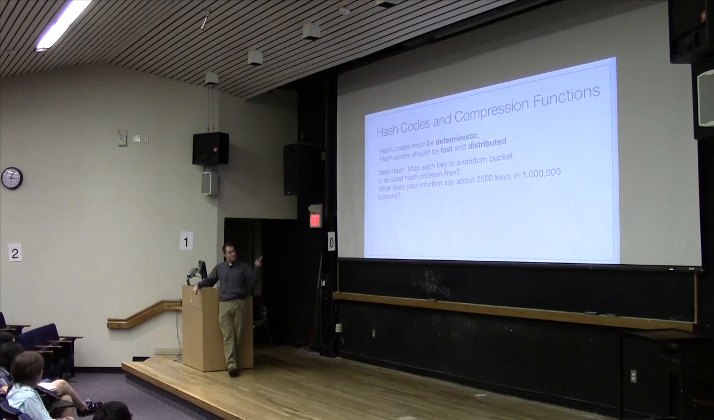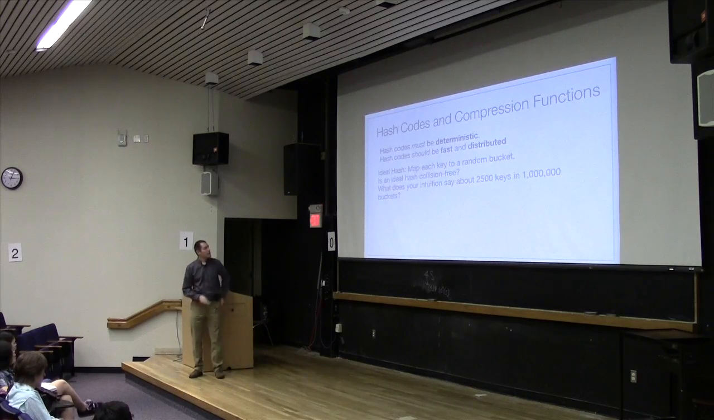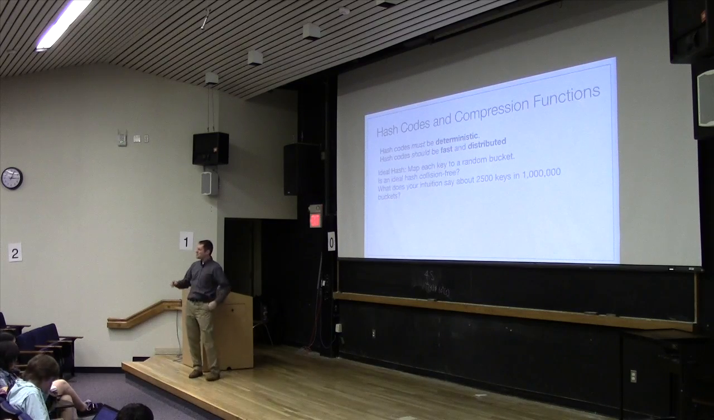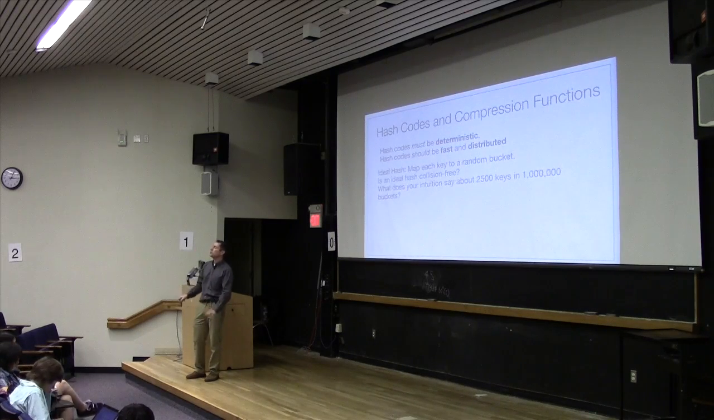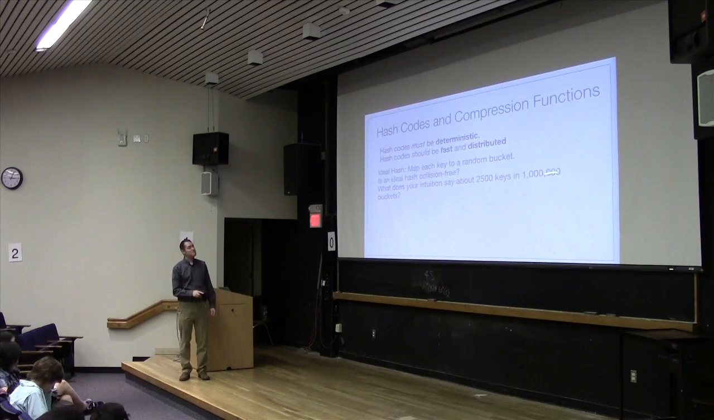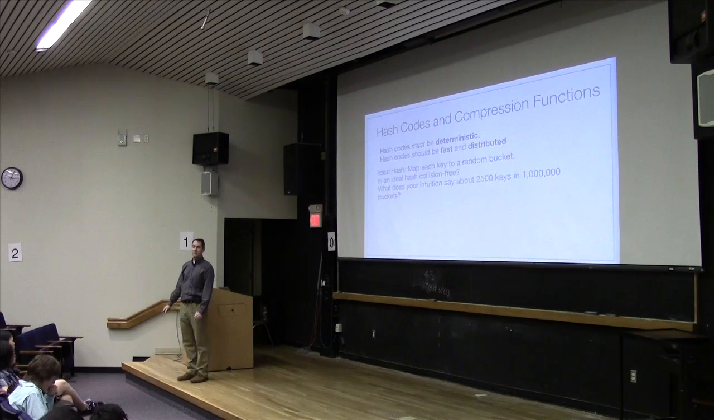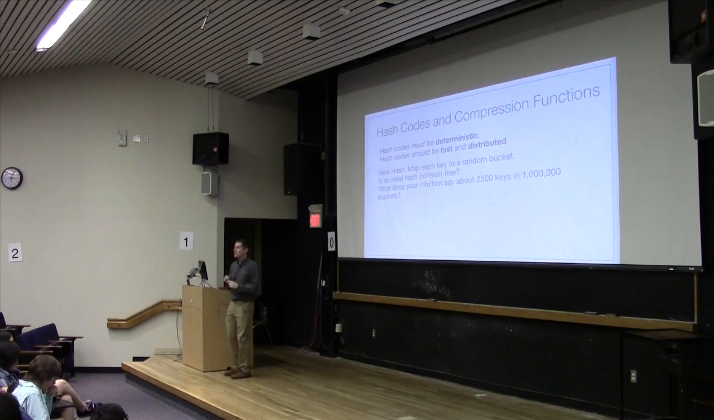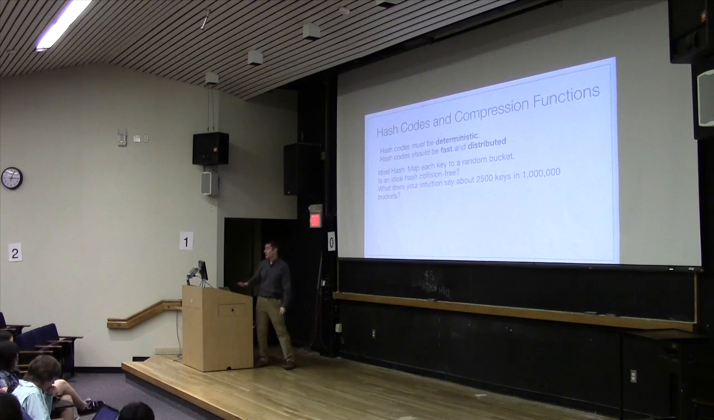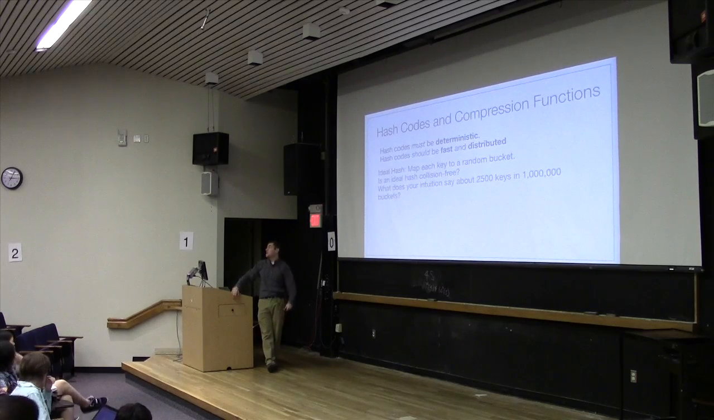Okay, so let's see how your intuition works on this one. If we have 2,500 keys and we decide, you know what, I've got a really, really good hash function here. In fact, it's perfectly random. And I'm going to have 1,000,000 buckets. I don't even want to implement that stupid collision business. Is this a good idea? What does your intuition say about 2,500 keys into 1,000,000 buckets? How many times are you going to collide, roughly? Any ideas?